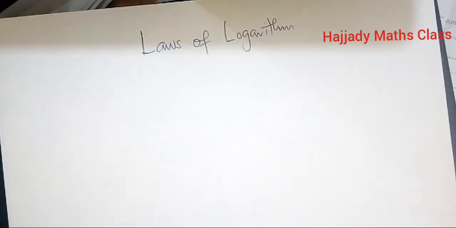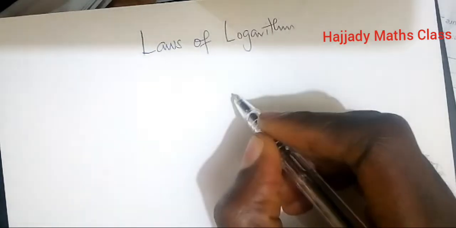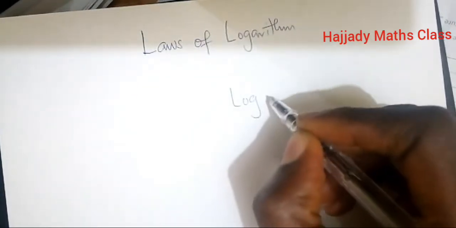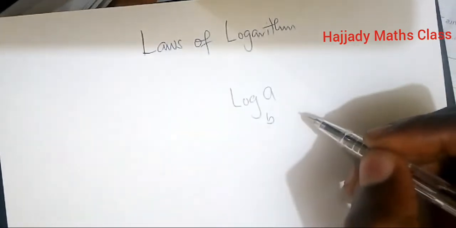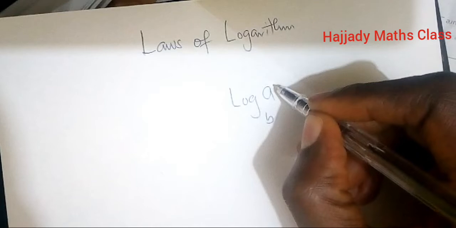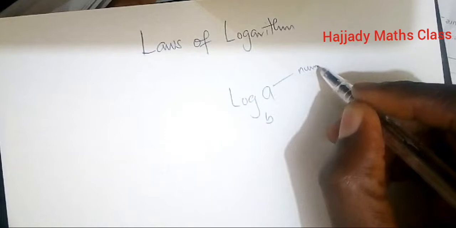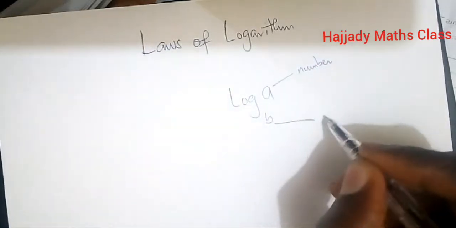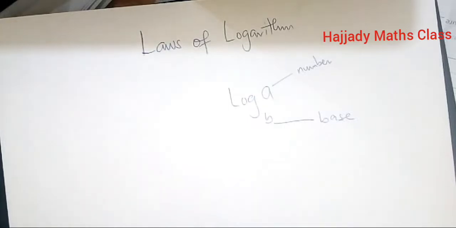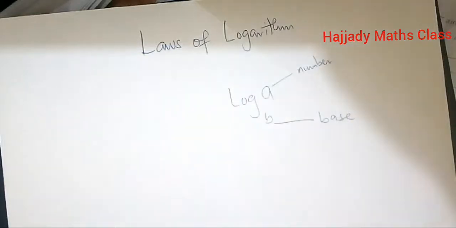Now, when we talk about logarithm of numbers, take for instance you are given log a base b. Here you will agree with me that this a is called the number of the logarithm, and this is the base of the logarithm. Most importantly, if the base of logarithm is not given to you in any question, you assume that it is in base 10. We always assume that it is in base 10.